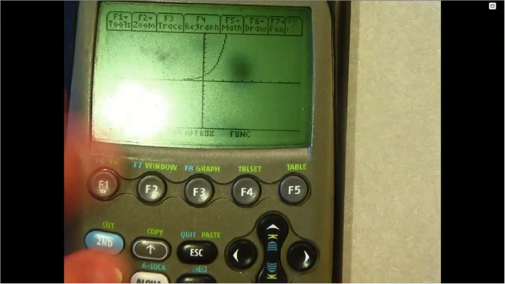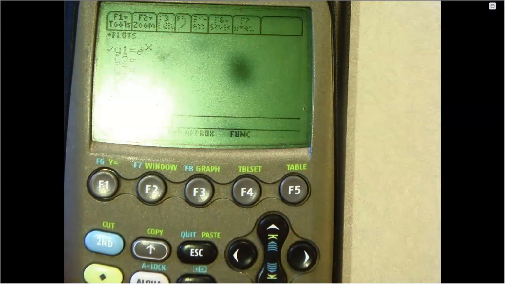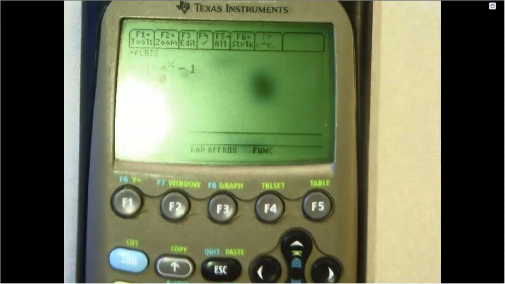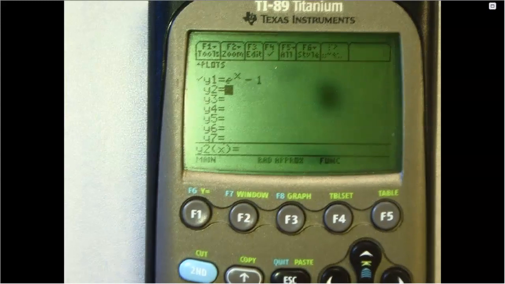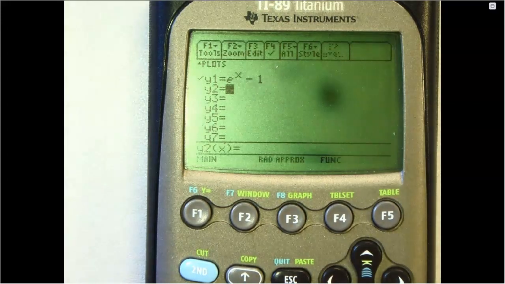Let's say it was e to the x minus 1. We're just going to change it a little bit. And I'm going to ask you, where is the original graph increasing? Remember, this is the derivative. We're graphing the derivative. I can't make it say y prime, I just have to be like, okay, that's the derivative. So make it e to the x minus 1.